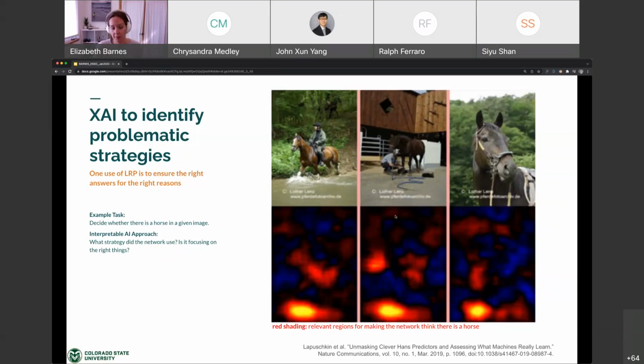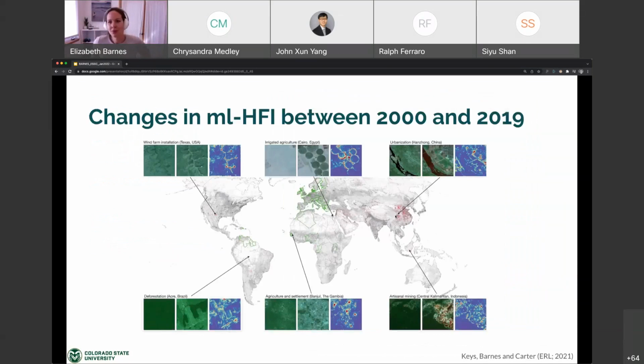Now, let's return back. If you remember, before all the horses, we were talking about this human footprint index. Something we did to give us information about whether our network was making the right answers for the right reasons is we went in and focused on a few locations across the globe where we saw large change in the human footprint index between the year 2000 and 2019, shown here in red.